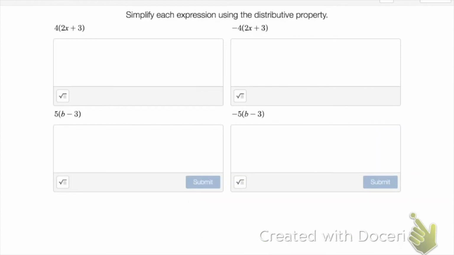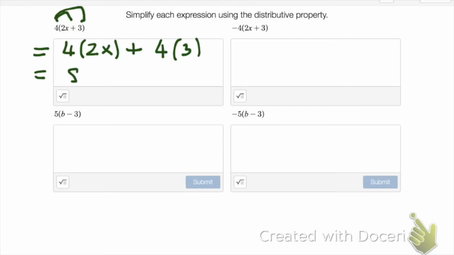Okay, so let's try those 4 problems. If we have 4 times the quantity of 2x plus 3, so we're going to take 4 times the first one, which is 4 times 2x. We keep the sign, which is the plus, and then we take 4 times the second term, which is 3. So 4 times 3. 4 times 2x equals 8x. 4 times 3 equals 12.